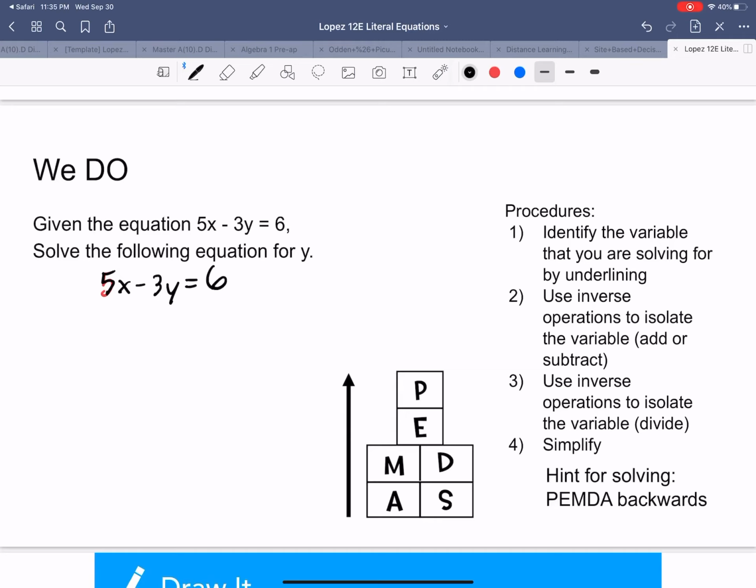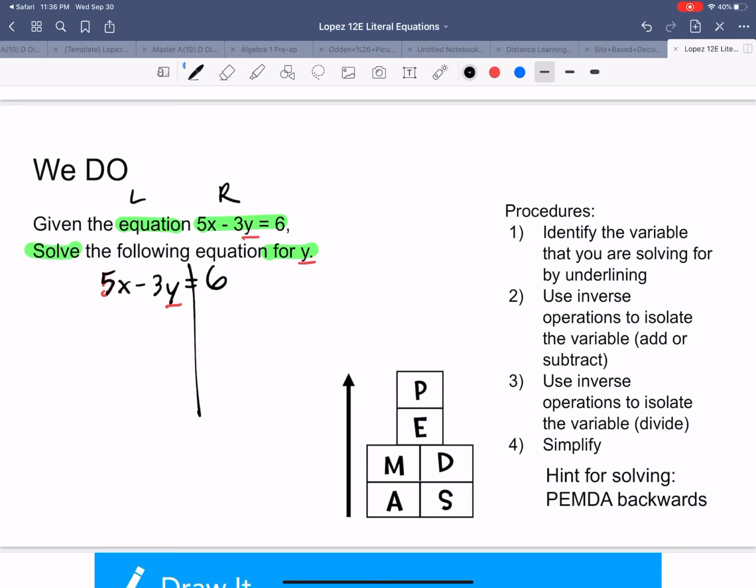Now, step 1, underline the variable. Well, first I'm going to go ahead and annotate, see what I've got. Given the equation, this is our equation. Solve for y. And so I'm going to go back and underline the y. I'm going to go ahead and draw my line to separate the left and the right side.